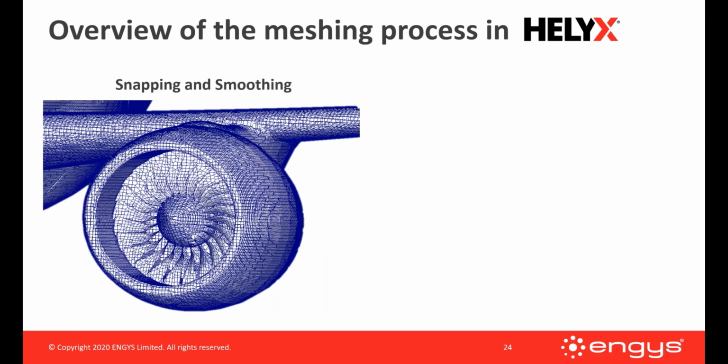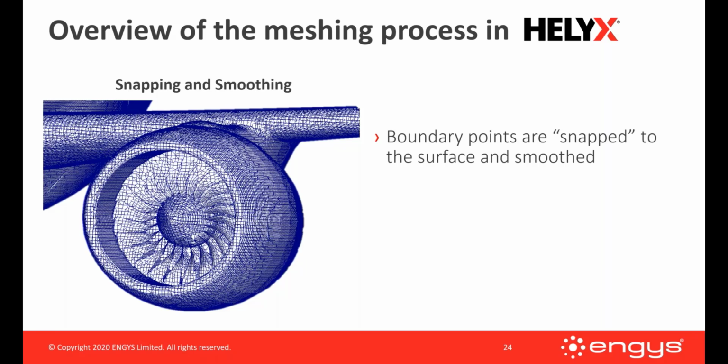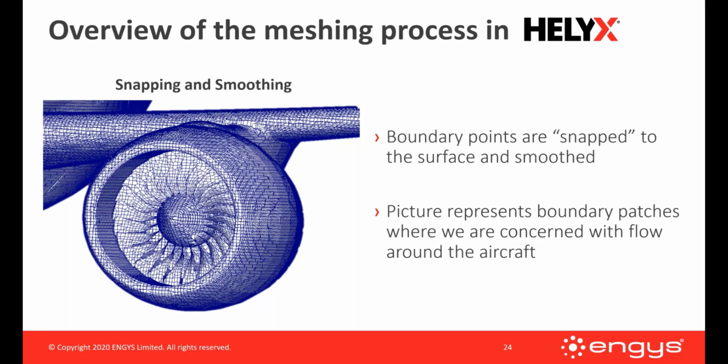Next, we would do snapping and smoothing. After it removes those cells, we're left with these jagged cubic cells at the edges of where things have been removed. So we need to snap these points to the boundary to regain the original surface itself. And this picture right here represents the wing and the engine of the boundary mesh itself that has been snapped back to the triangulated STL surface.